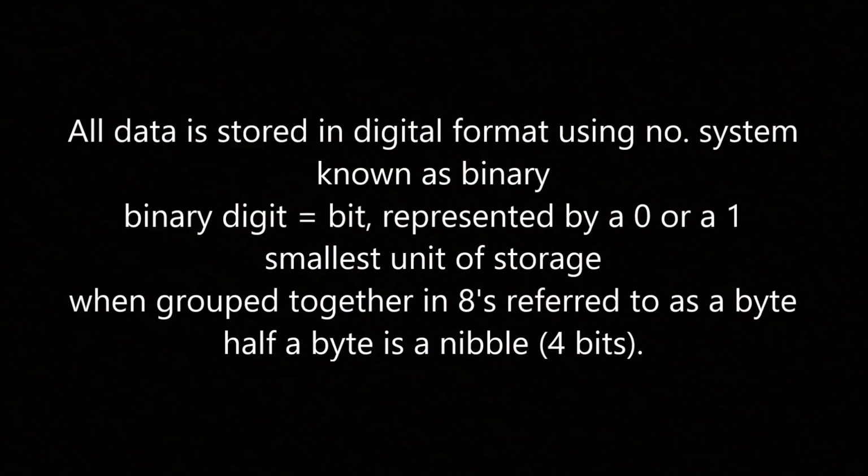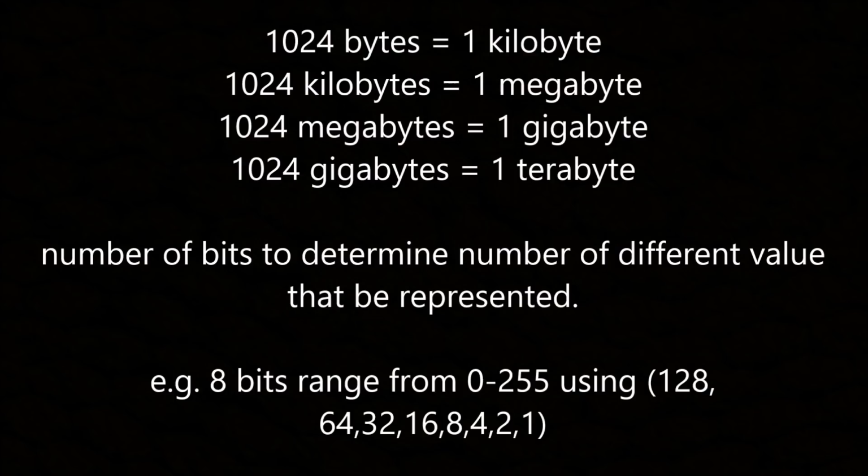Data representation. All data is stored in a digital format using a number system known as binary. A binary digit is a bit, represented by a 0 or a 1, as the smallest unit of storage. When they're grouped together in 8s, they're referred to as a byte, and half a byte is a nibble, so 4 bits. 1024 bytes is 1 kilobyte, 1024 kilobytes is 1 megabyte, 1024 megabytes is a gigabyte, and 1024 gigabytes is a terabyte.